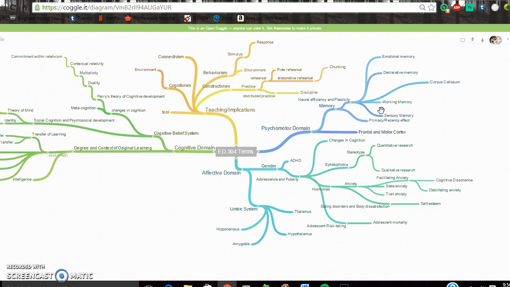My next little branch here is gender, and gender is just male versus female. And ADHD, the next little branch, is a learning disorder that a lot of kids have. I think it's overdiagnosed, although the children who tend to have ADHD tend to be a little more hyperactive. It's specifically called attention deficit hyperactive disorder, where they cannot pay attention and they cannot stop moving, basically.